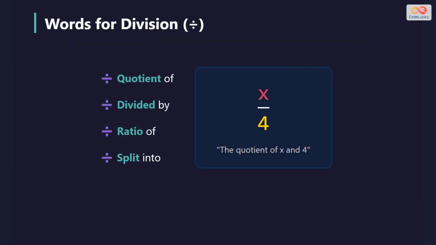For division, we look for words like quotient of, divided by, or ratio of. In algebra, division is almost always written as a fraction. So if you see x over 4, that translates to the quotient of x and 4.